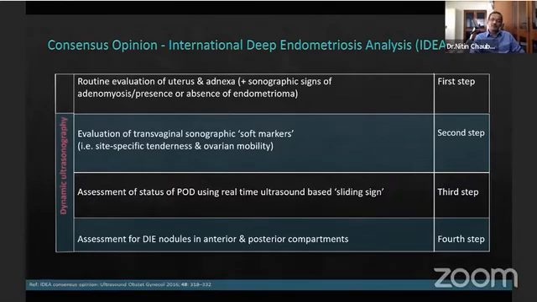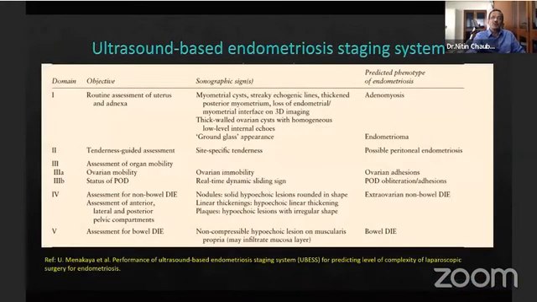Then we look out for pouch of Douglas using what is known as the sliding sign. And then we look at the anterior compartment separately, posterior compartment separately, separate out in the anterior compartment, look at the bladder and ureters, in the posterior compartment, again separate out all the structures individually. That is very important.